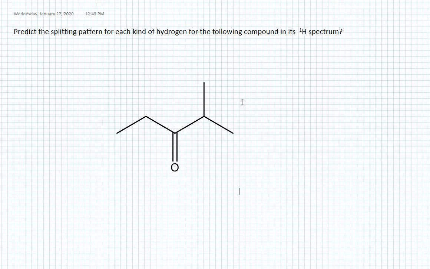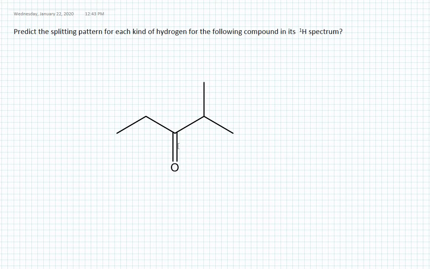Hi, in this tutorial we are going to solve a question related to hydrogen NMR spectrum. The question asks, predict the splitting pattern of each kind of hydrogen for the following compound in its hydrogen spectrum, or proton spectrum, proton NMR spectrum.